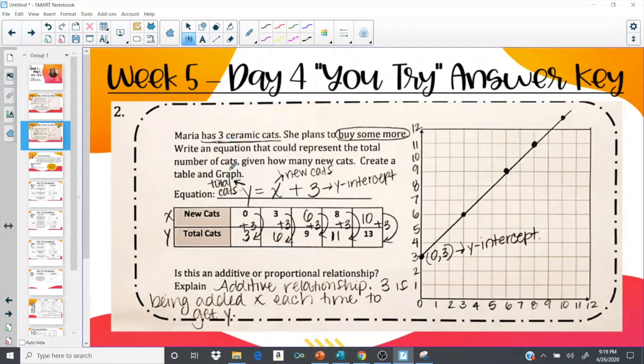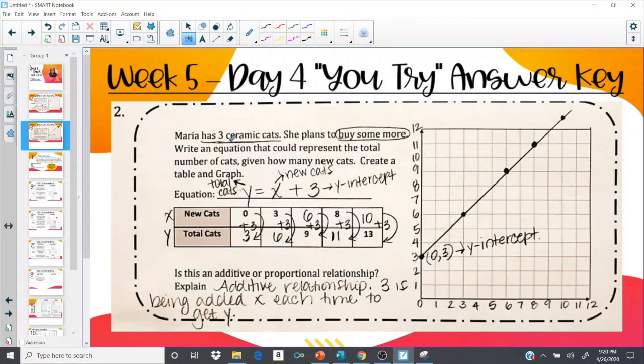So from there, we can say that 3 represents the y-intercept. This is where she is starting. Her starting point is 3. So it does not matter how many ceramic cats she buys. Each time you will have to add 3 to account for the number of cats she already had.